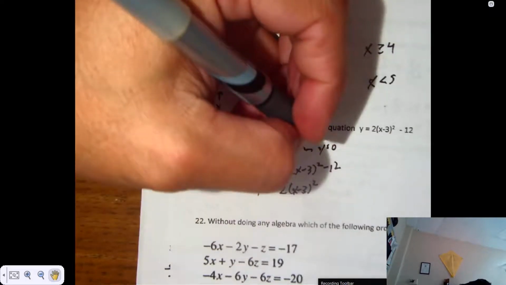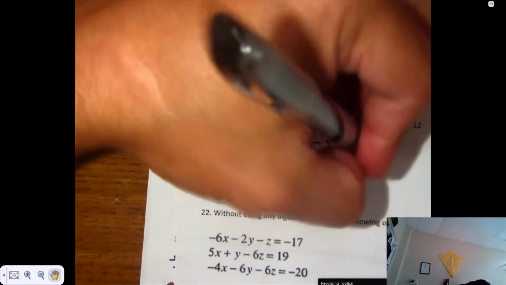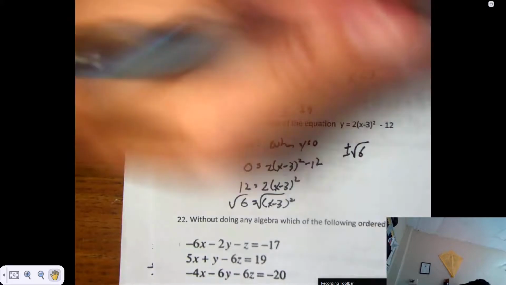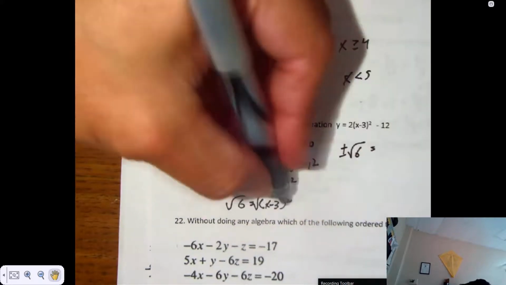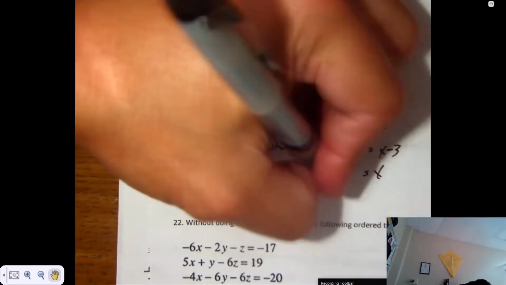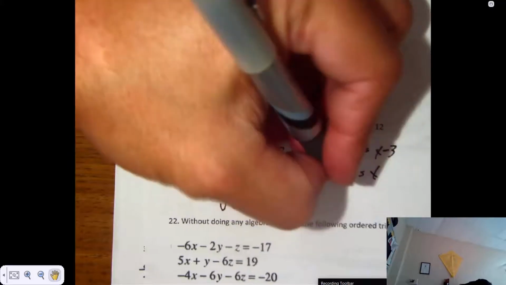We're going to add 12. Okay, we're going to divide by 2, and then we're going to counteract this squaring by square rooting. Now, you can't actually take the square root of 6 without a calculator, so don't even bother. The square root cancels out the squares, and then we're going to add 3. So you get 3 plus or minus root of 6.